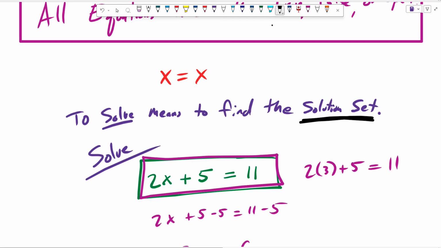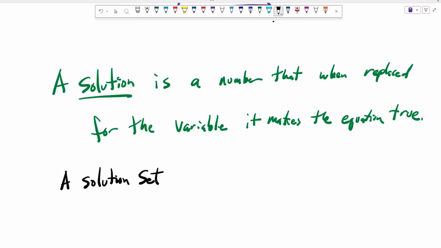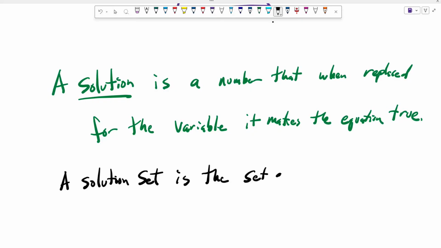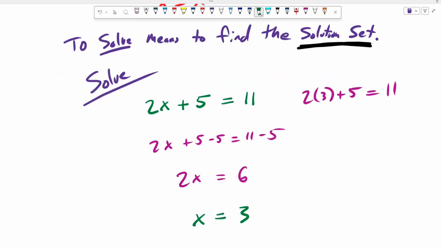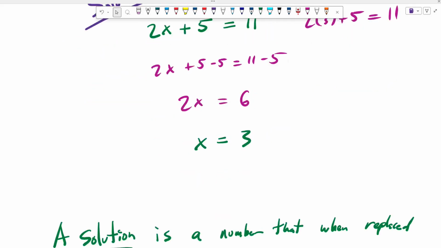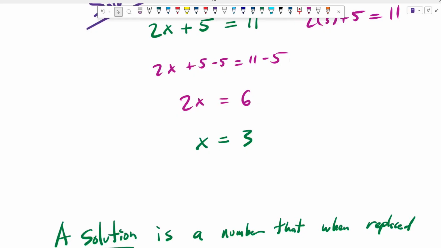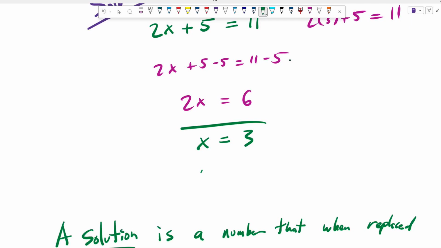Solution set, the definition is: a solution set is the set of all solutions. So we still haven't solved yet because we haven't found the solution set. Well, we kind of did, but our final answer has to be a solution set.